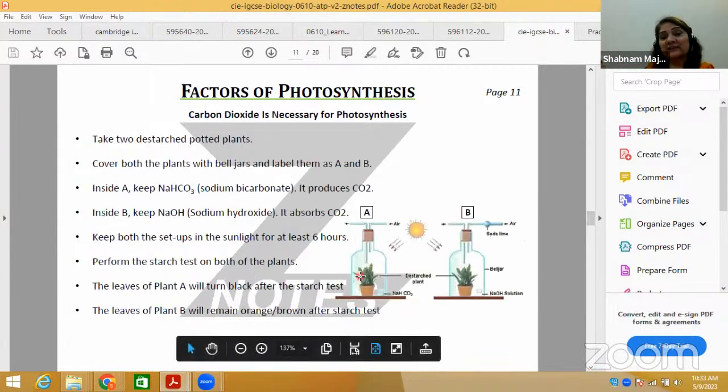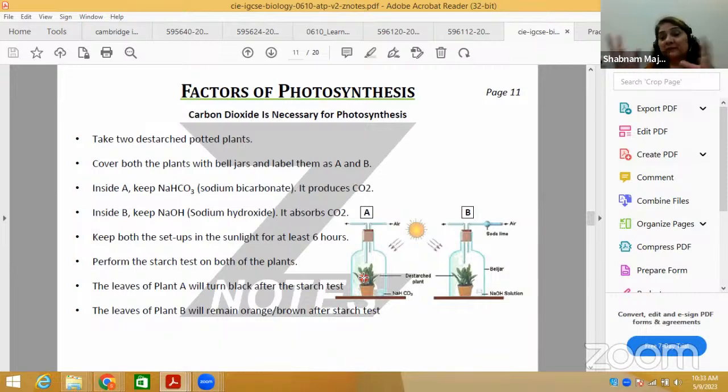Similarly, look at carbon dioxide being necessary. Already told you, in the experimental setup you have to keep carbon dioxide absent using soda lime. But in the other one, you don't need to. It depends. Take 2 de-starched potted plants, both with bell jars. Label them A and B. In A, keep sodium bicarbonate. Sodium bicarbonate is needed to provide more carbon dioxide. When sodium bicarbonate breaks up, it produces more artificial excess carbon dioxide. Inside B, sodium hydroxide, it absorbs carbon dioxide. So you are making carbon dioxide absent in B.